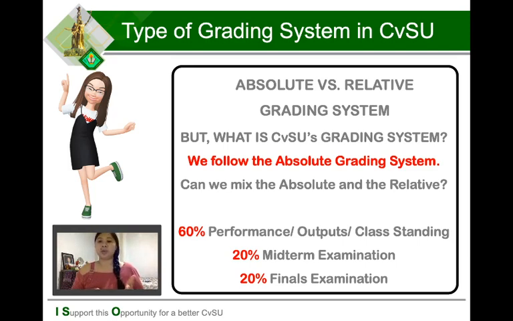But where is it that we're going to use that? You can just make use of the relative in the 60%, which can be the performance or outputs or class standing of the students. But never use the relative in the major examinations wherein there's 20% for midterm and 20% also for the finals examination.